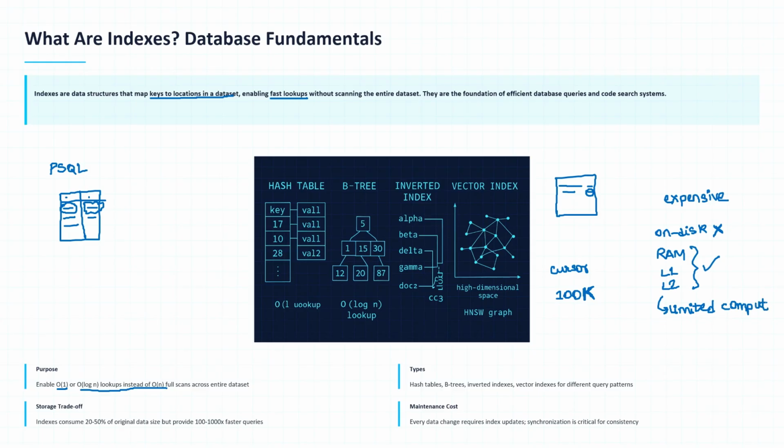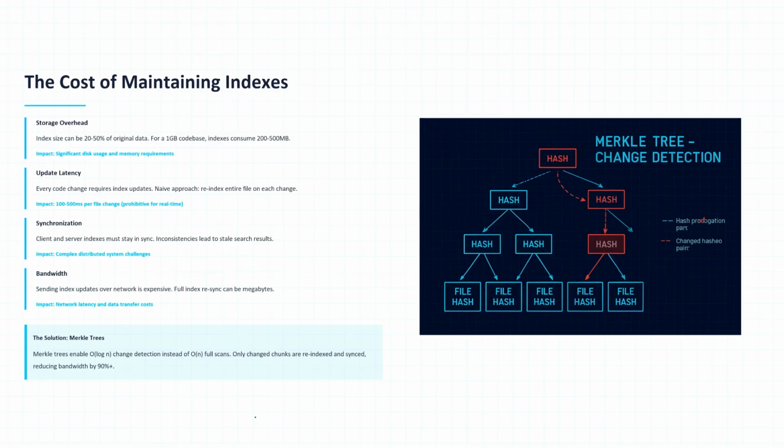Indexes are expensive. At the end of the day, every data change requires an index update, so synchronizing is critical for consistency. So there's a high maintenance cost as well. Now, when all of this is there, the only trade-off why you would want an index is just because you want 100 to 1000 times faster queries. And that's it. That's the only trade-off you could have afforded, right? Let's talk about this in detail.